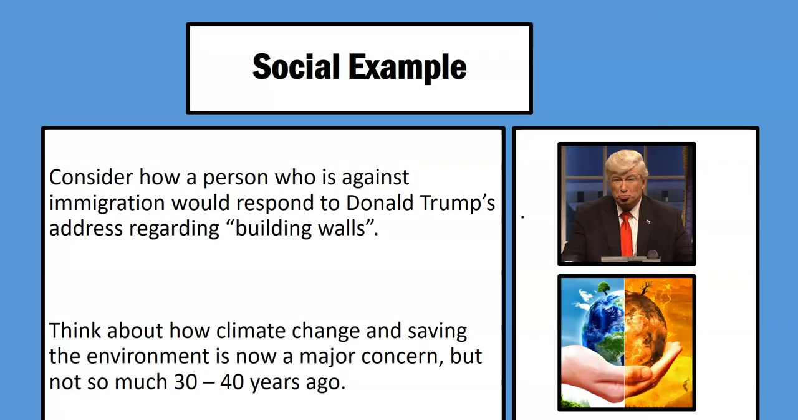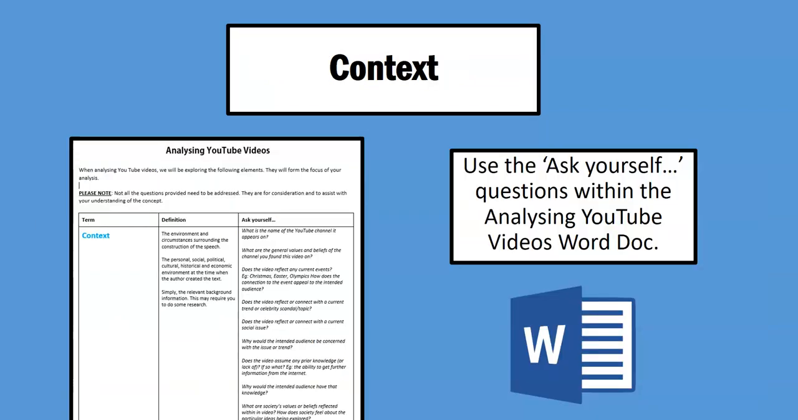A great example of this is how we might consider how a person who is against immigration would respond to Donald Trump's address regarding building walls. Or, because it's socially happening now and hopefully will be resolved, but it's highly unlikely, we could think about climate change and saving the environment. We would not, if YouTube was around in the 1960s or 70s, see so many posts about climate change and the major concern that we're looking at over the next 30 to 40 years.